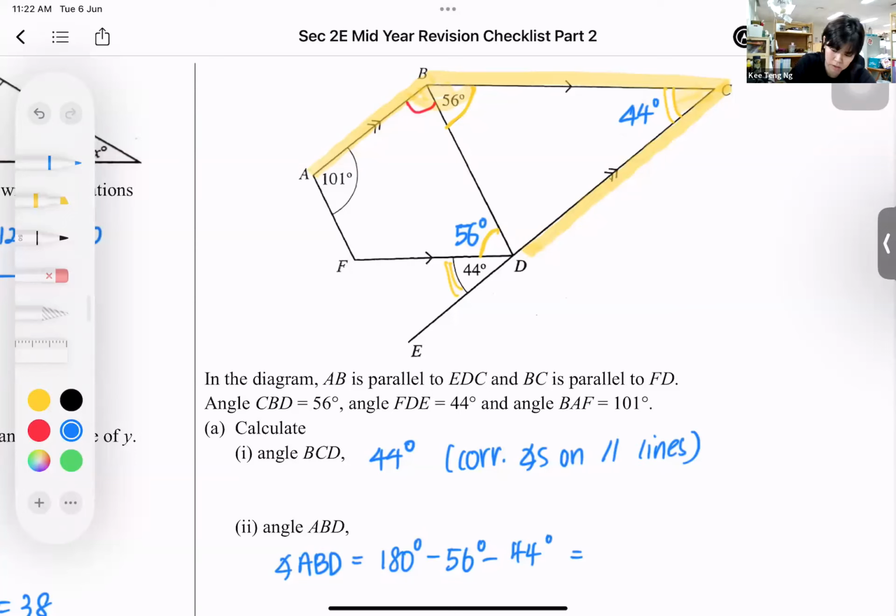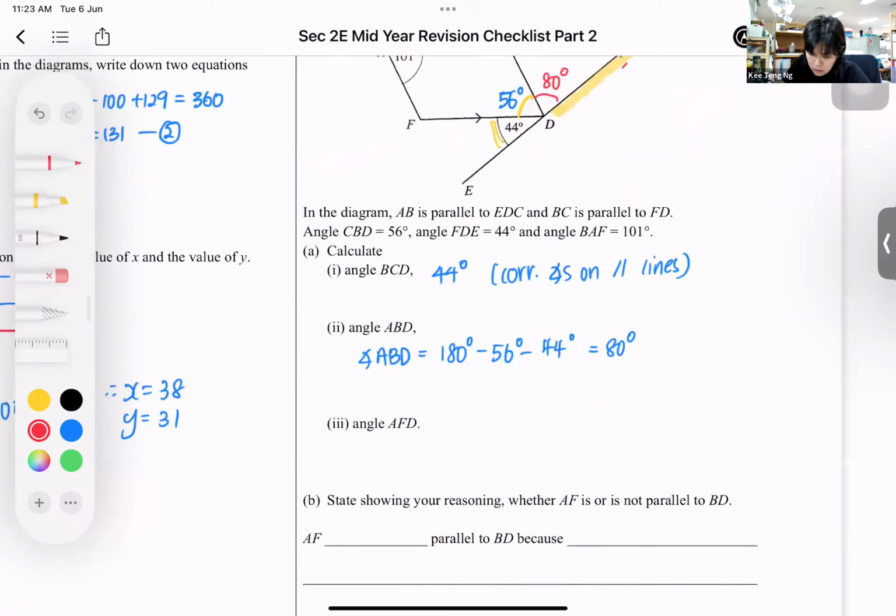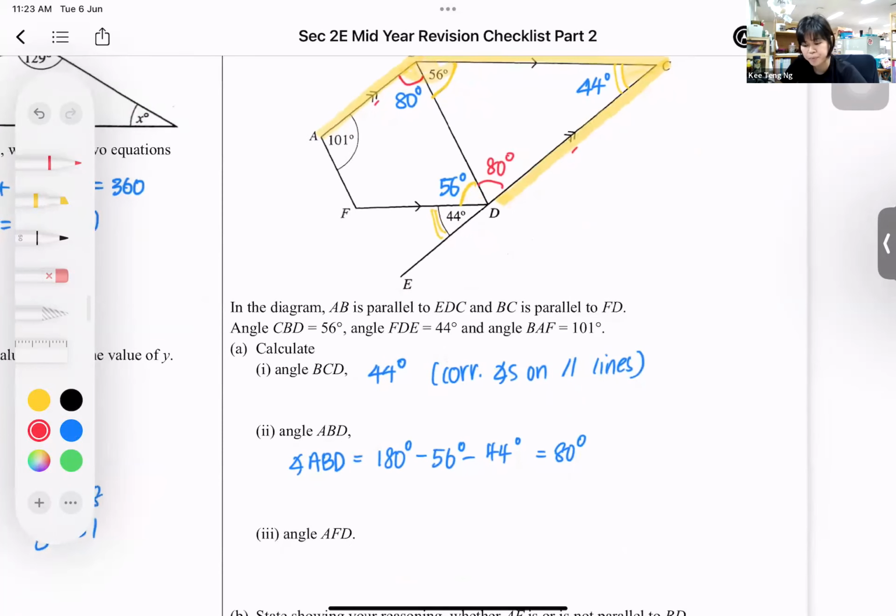180 minus 46 minus 44. That gives me the angle 80 degrees. Now I know that this is 80 degrees. Then I know AB is parallel to BC, right? So I also know that this is 80 degrees. Alternate angles. Okay. Then next question, find angle AFD.